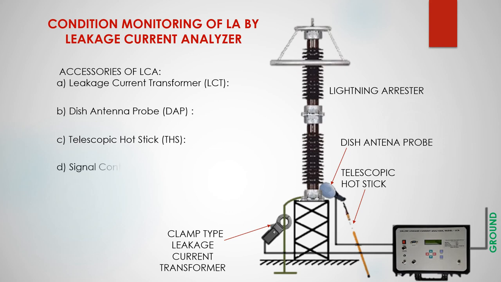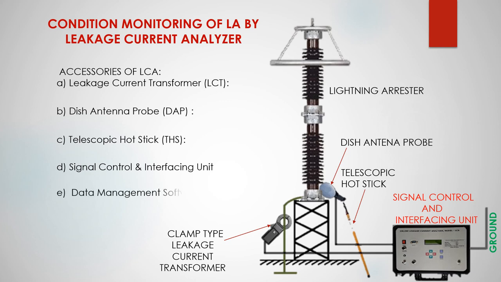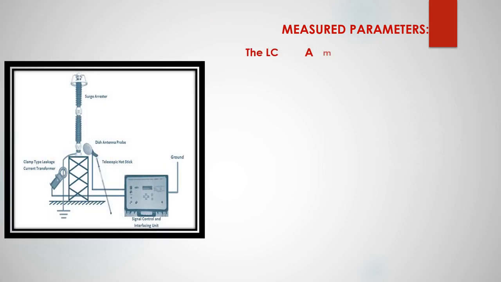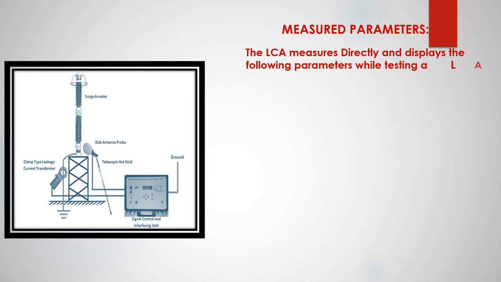Signal control and interfacing unit. The main measuring apparatus. Data management software not shown. The leakage current analyzer LCA measures directly and displays the following parameters while testing an LA in a charged switchyard.